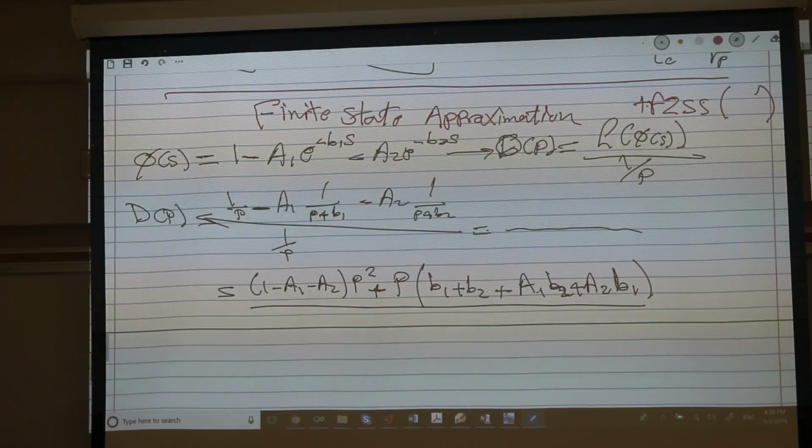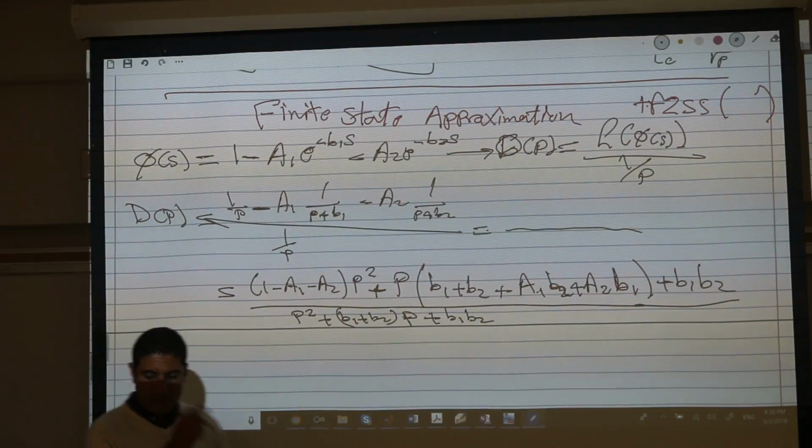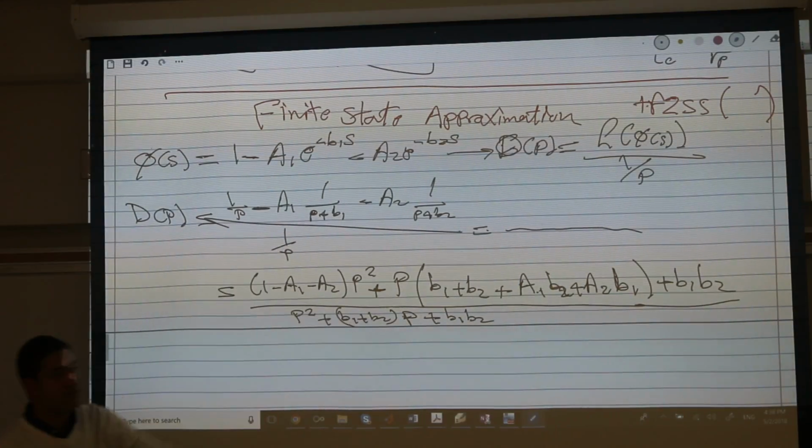Anyway, downstairs, what do we have? We have p squared, we have (b1 plus b2) p, and we have b1 b2. So this guy is b1 b2. So this is your transfer function. Just check it out, do the math here. You will get it very easily.